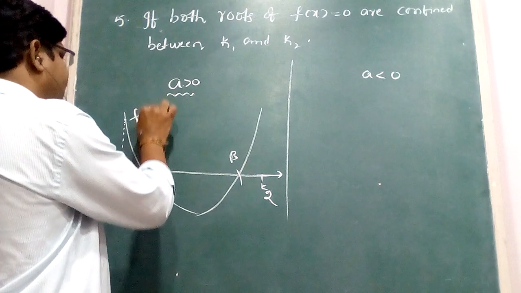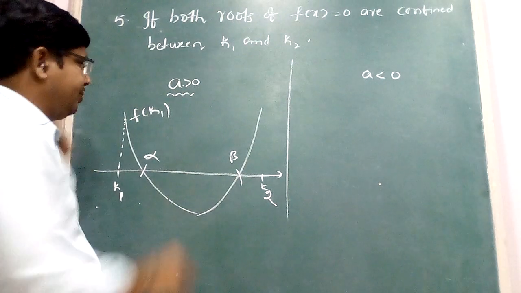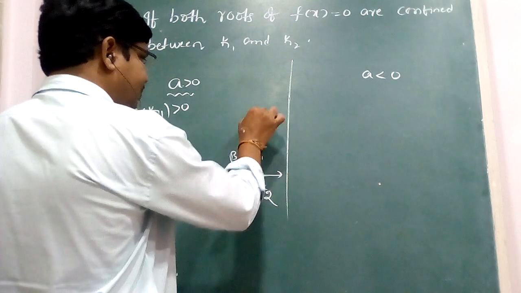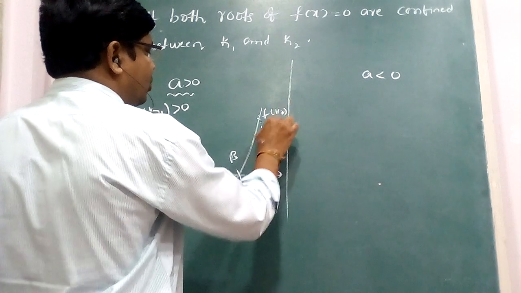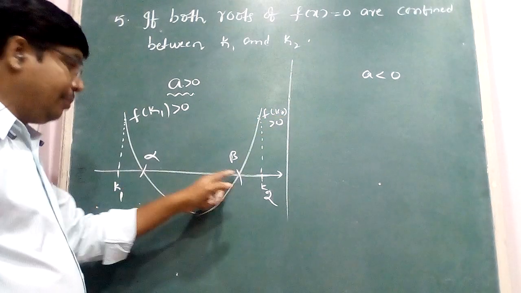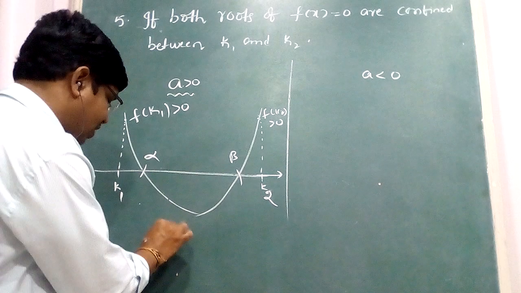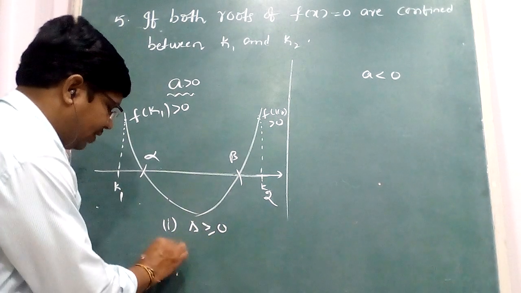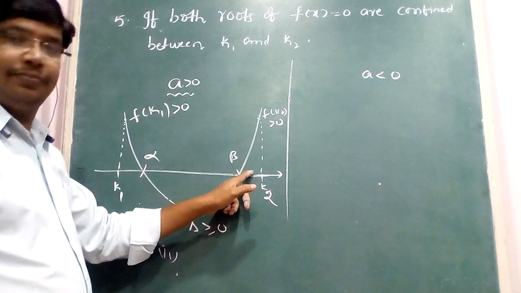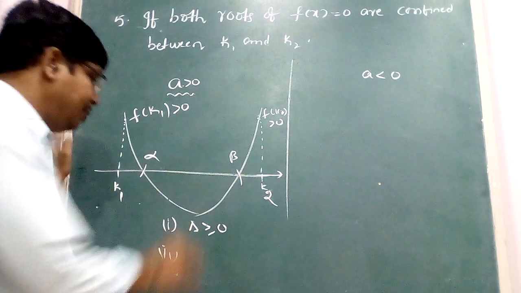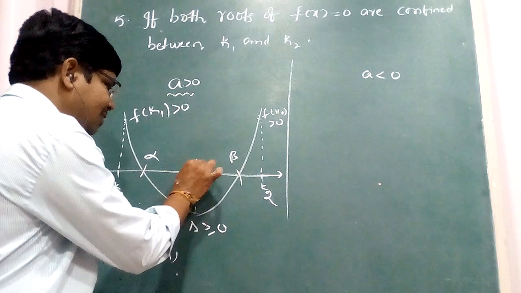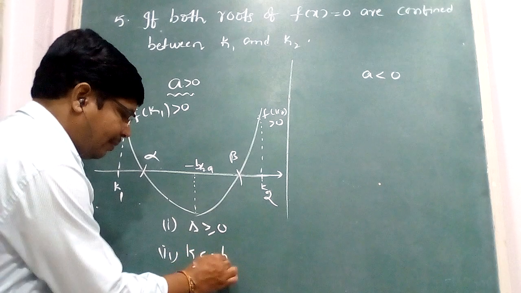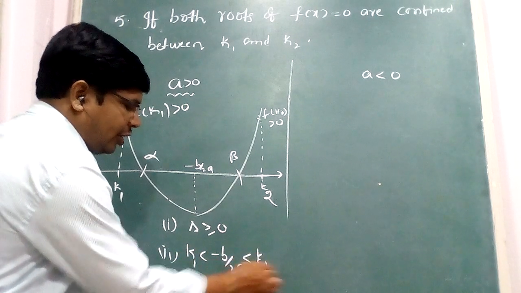F of k1 is above the x-axis, positive. F of k2 is also positive. May be equal also, means the first condition is delta value greater than or equal to 0. Second condition is that the minimum value, here minus b by 2a, also lies between k1 and k2. K1 less than minus b by 2a less than k2.